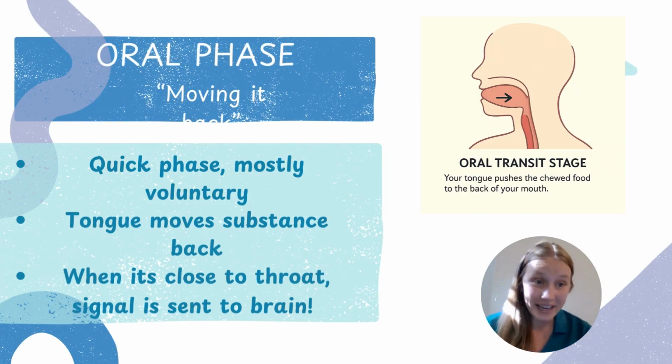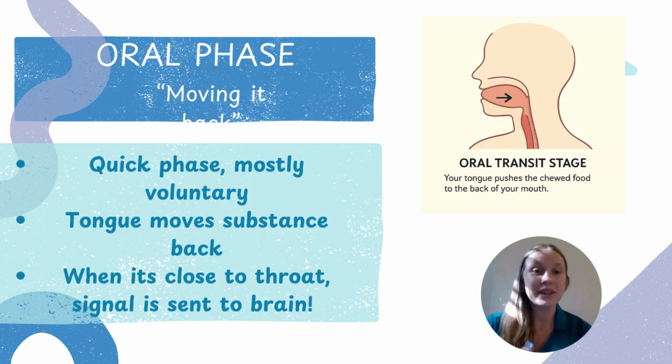All right, so the second phase is called the oral phase. This is still happening in your mouth, but this is the process of when your tongue starts to move it back. So we're calling this phase the moving it back. Once the food is ready, your tongue is going to start to take that bolus or that ball of food and move it to the top and the back of your mouth.